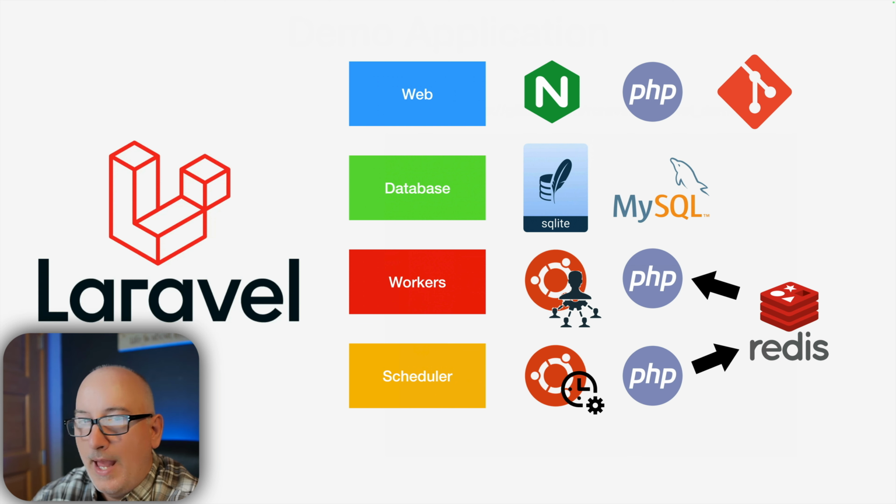This is our tech stack. And these are the tiers that we're dealing with. We've got a web tier, database tier, and we have some workers that are pulling jobs off a queue. We have a scheduler that is putting jobs on the queue. And in addition, the web application itself can put jobs on that queue.